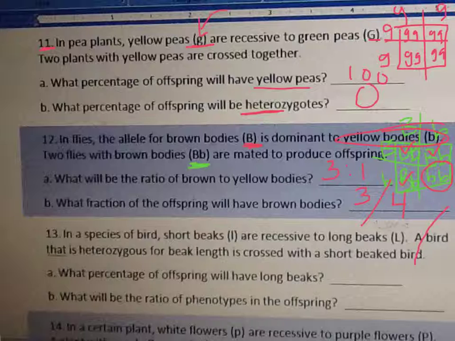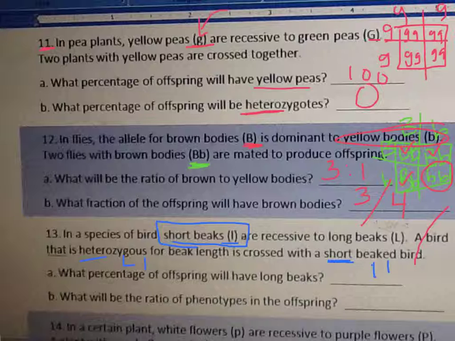Number 13. Let me change my pen color. Okay, in this species of bird, short beaks are little L and are recessive to long beaks, big L. A bird that's heterozygous, hetero is different, so big, little, for beak length, it's crossed with a short beaked bird. In order for a bird to have a short beak, there has to be 2. So it has to be little L, little L.